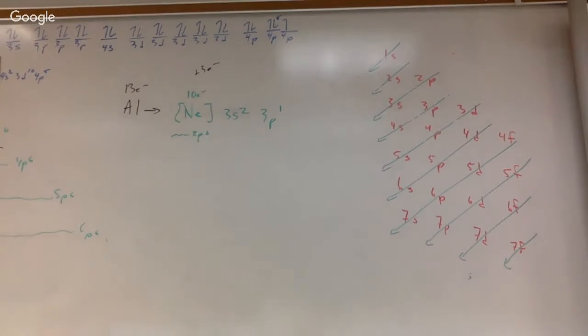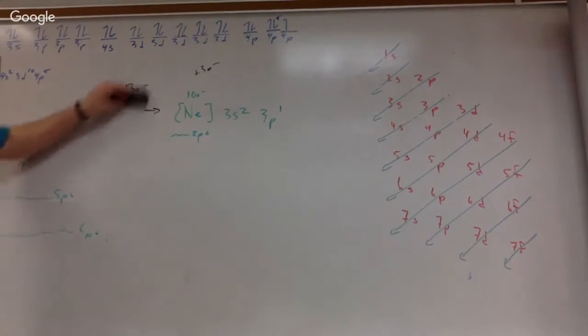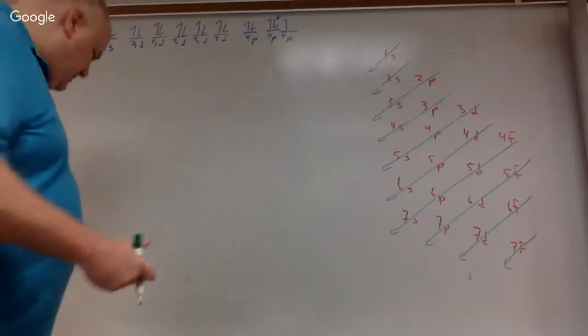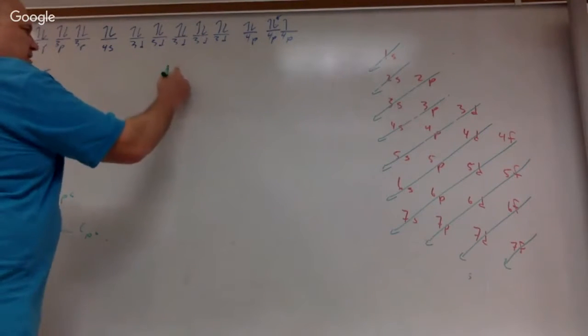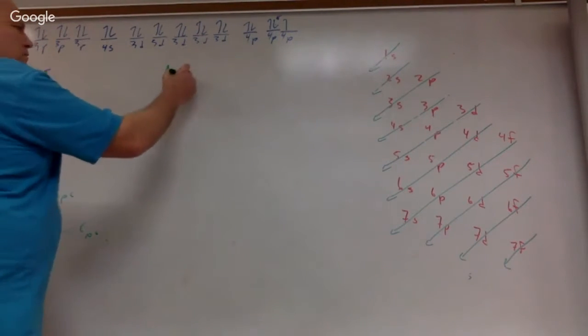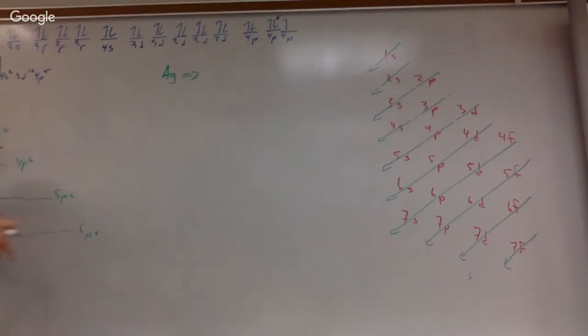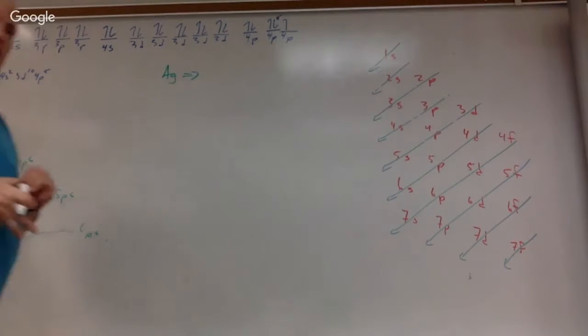So let's do this one. Let's do silver. Ag. I want you to try it on your own. Let's do Ag on your own. And you're going to have to do the mathematics, and then you're going to help me with it. So we're going to try and do Ag, and we want to know what its configuration is. Give you a moment here to just think it through.